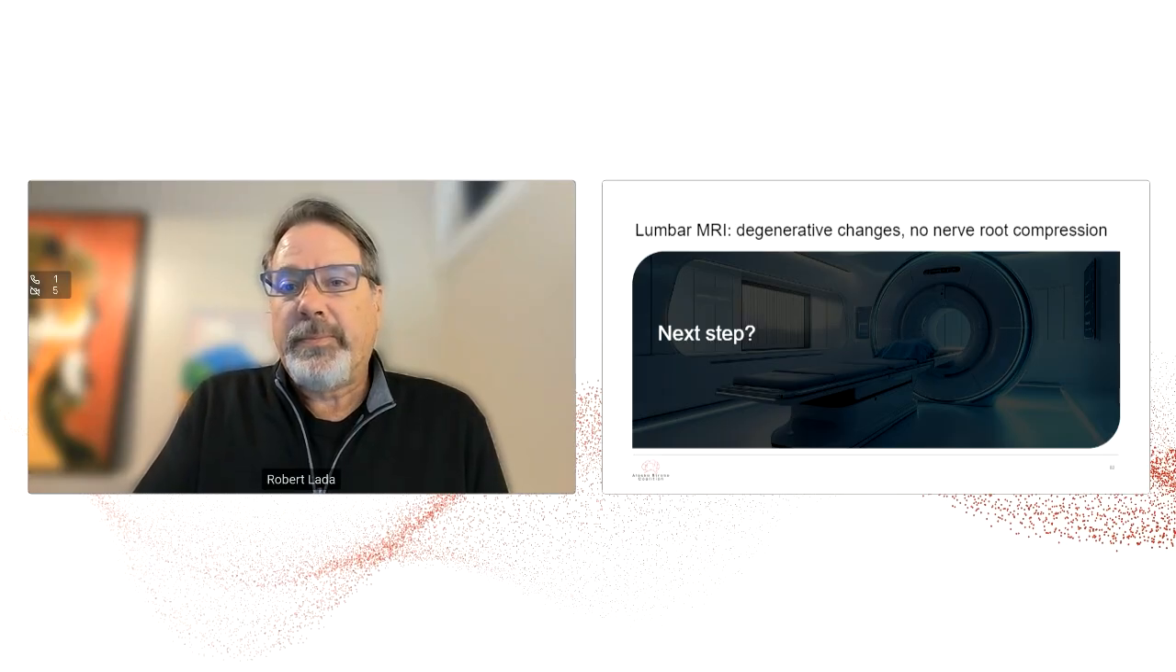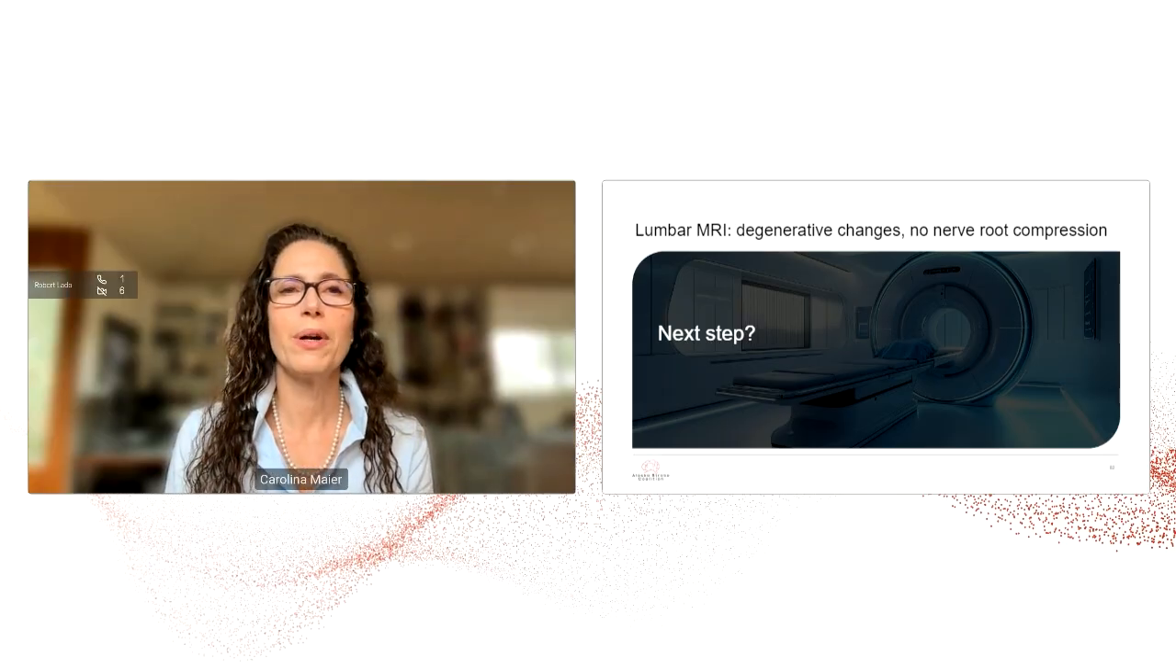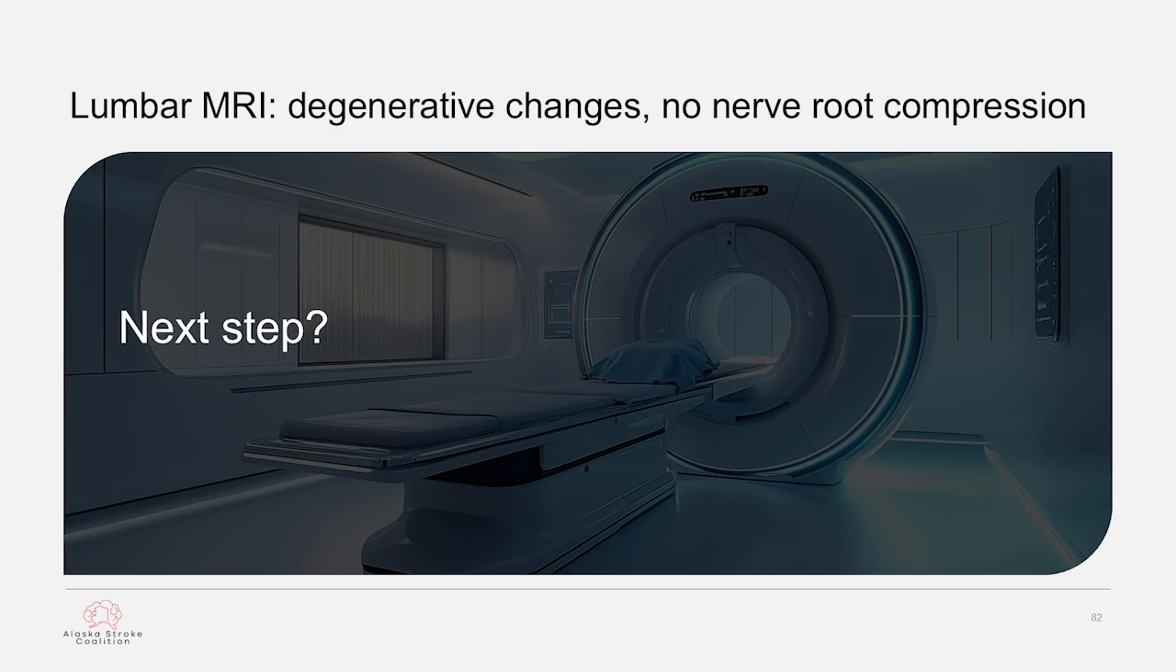Excellent. Thank you. So in this case, the patient does have a lumbar MRI. The MRI shows degenerative changes, but no nerve root compression. Dr. Albers, what would you do next? What's the differential diagnosis here, and what would be the next step?